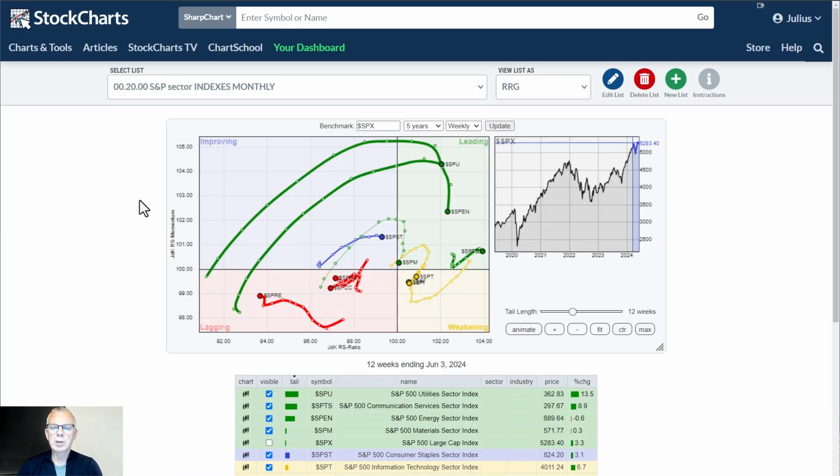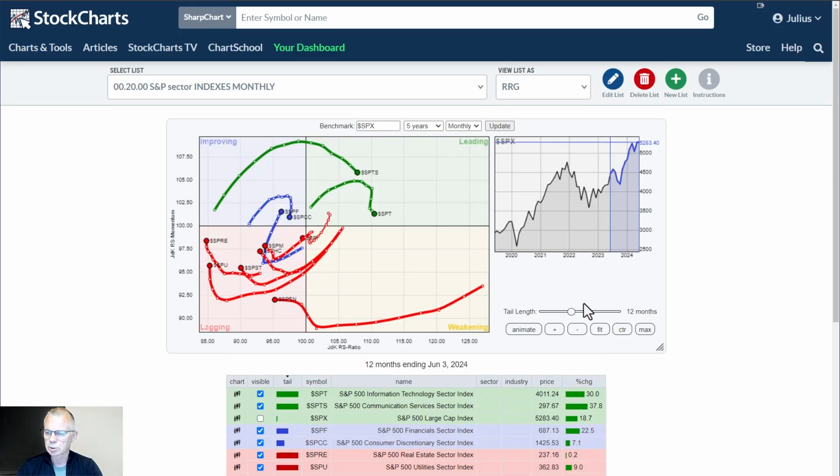Now, from the price charts, which give us price trends, absolute trends, let's take a look at the relative movement, the relative trends for these sectors on a monthly basis. So we load up the RRG, and again, I'm using the underlying indices, and we move to a monthly RRG. And let's put it on 12 months, so that is 1 year worth of data.